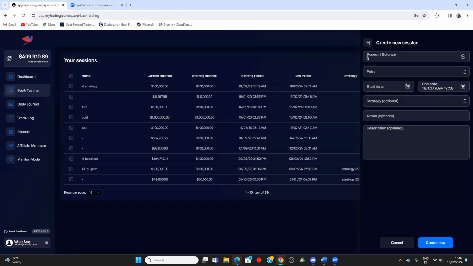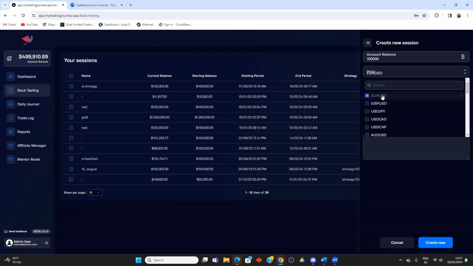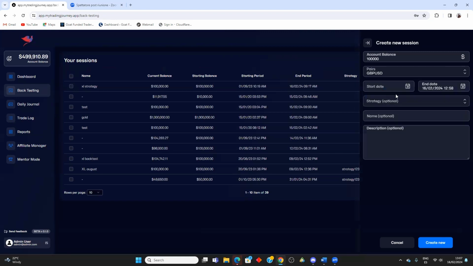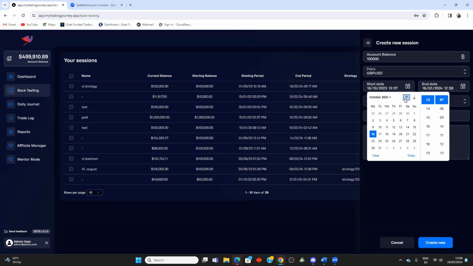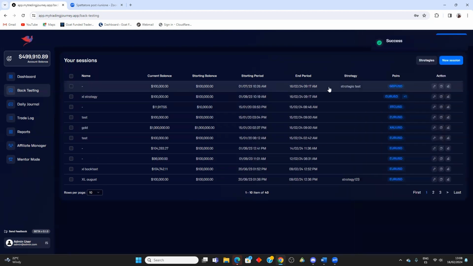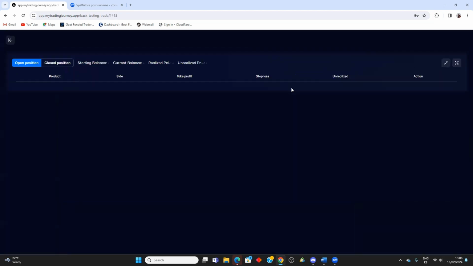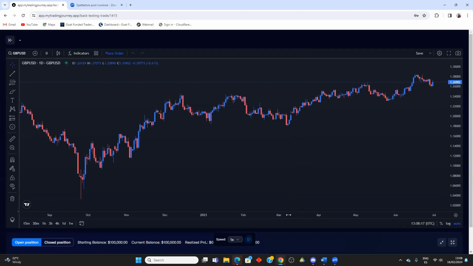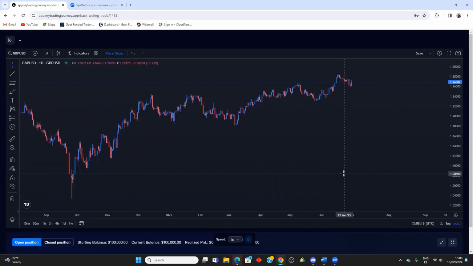With that being said, let's start a new backtest session. We're going to start with a 100K account on Euro, actually on GBPUSD better. We're going to start from, I don't know, July. Perfect. And we're going to put the test strategy. Amazing. New strategy created successfully. We're going to start. Just by clicking on it, you're going to be able to start. Here, as you can see, we start from June, like end of June, so beginning of July, 1st July.